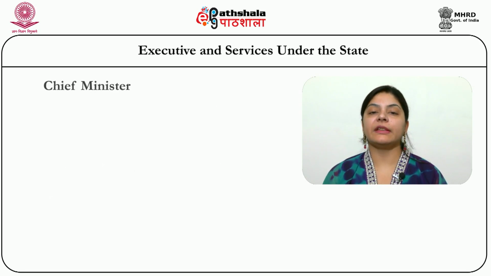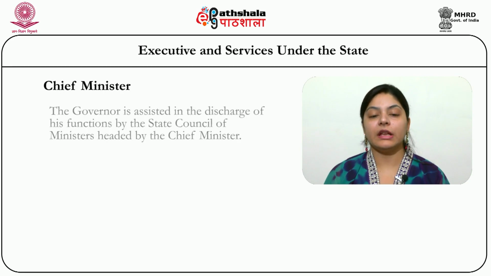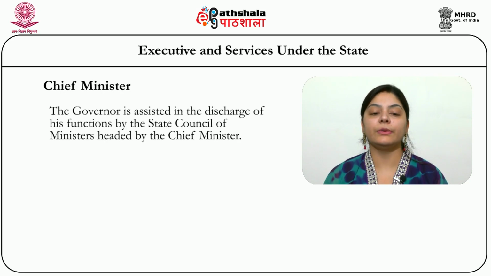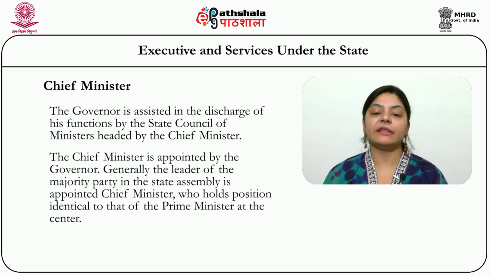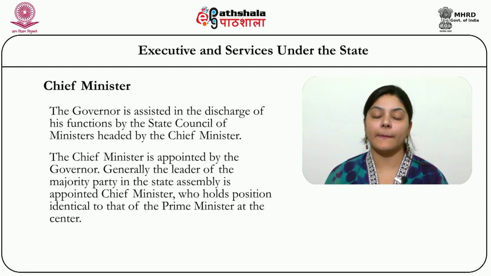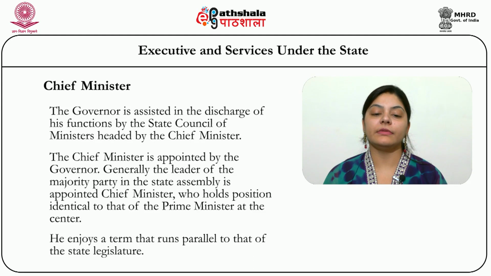Talking about the chief minister, he also holds an important position in the state. Like the prime minister, he is also the real head in the state. The governor is assisted in the discharge of his duties by the state council of ministers headed by the chief minister. The chief minister is appointed by the governor. Generally, the leader of the majority party in the state assembly is appointed as chief minister, who holds a position identical to that of the prime minister at the center. He enjoys a term that runs parallel to that of the state legislature.